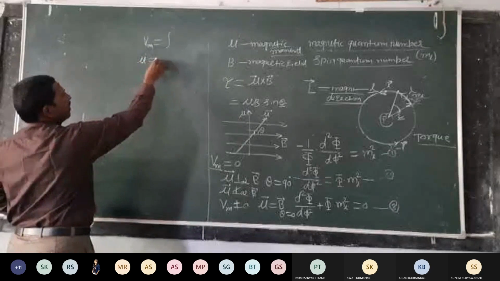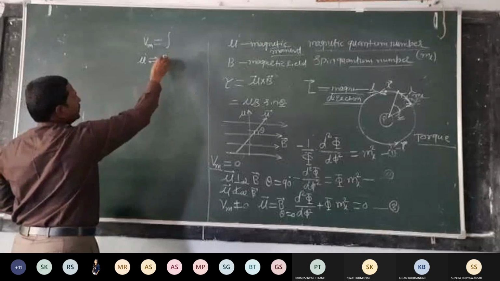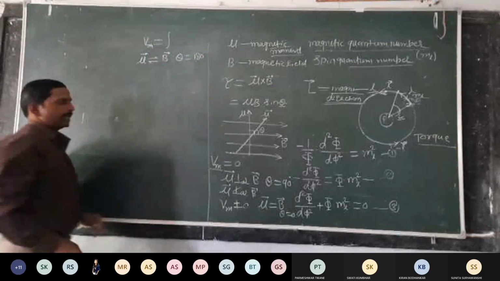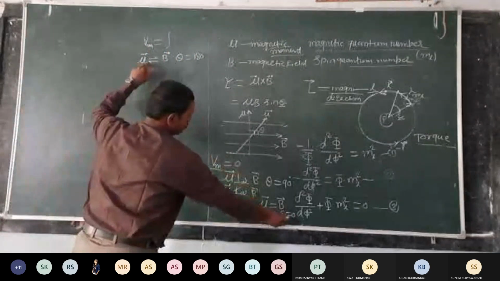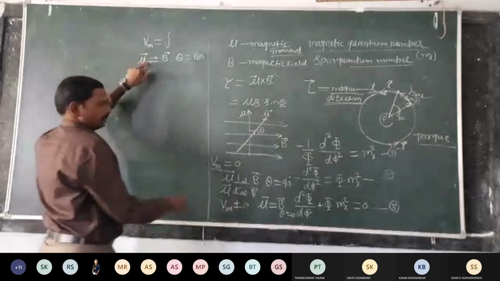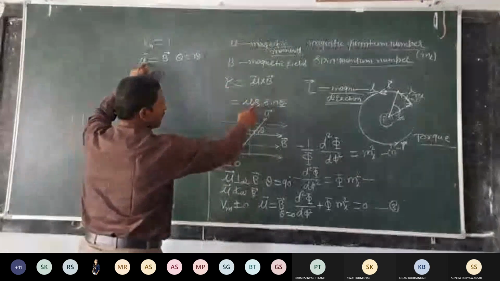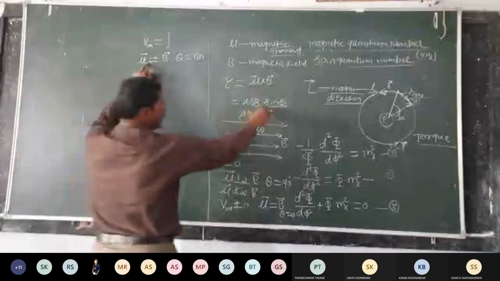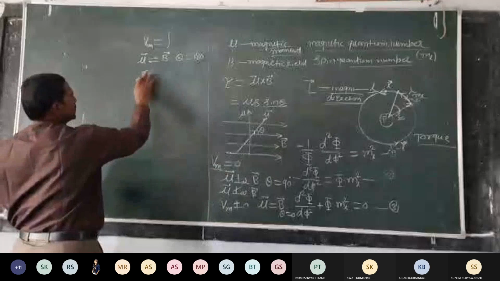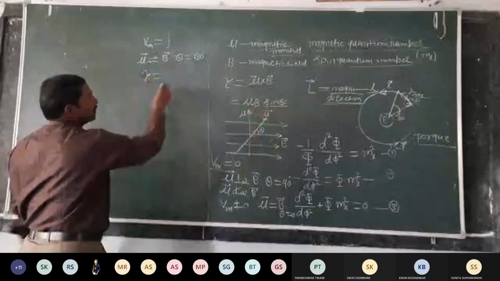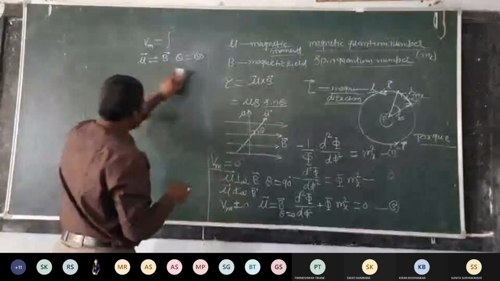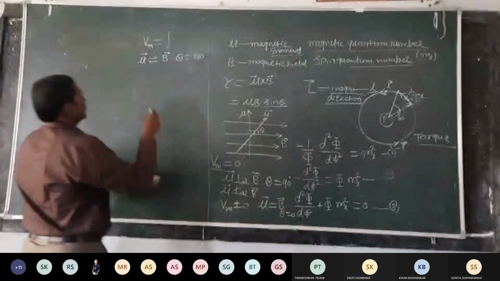If mu is anti-parallel to B, then theta is equal to 180. In both these two cases, according to the value of tau, what is sin theta? sin 0 is 0, which means tau is 0. But that will not work, so first put this term in the integration.